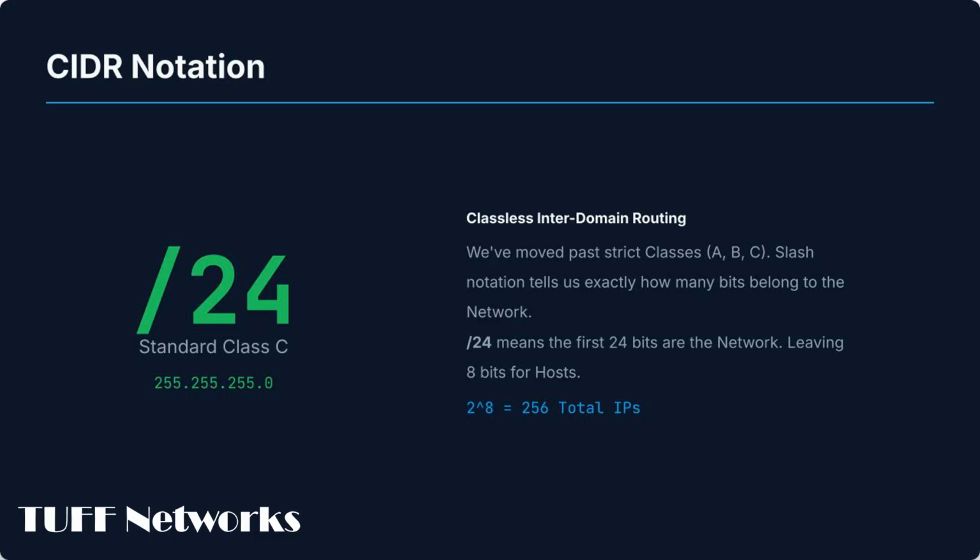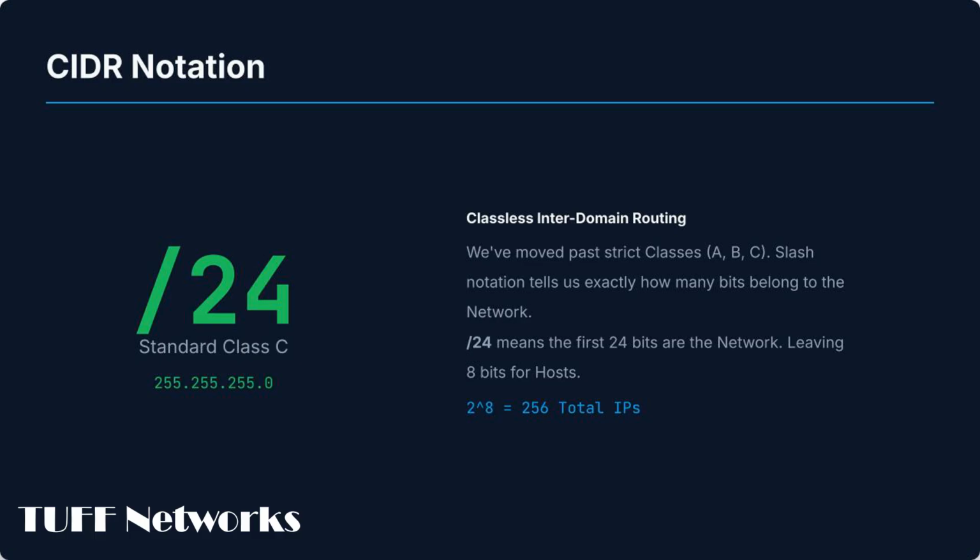In the old days, we used classes. You'll hear about Class A, Class B, and Class C networks. Class A was for huge companies, utilizing the first octet for the network. Class C was for small homes, utilizing the first 3 octets. While you need to know this for the CCNA exam history questions, in the real world we use CIDR, classless interdomain routing. We represent this with slash notation.